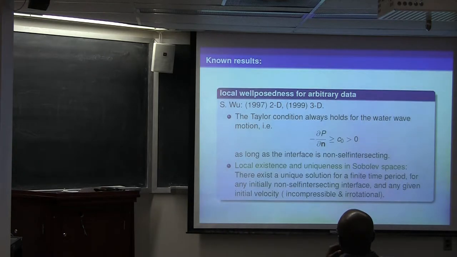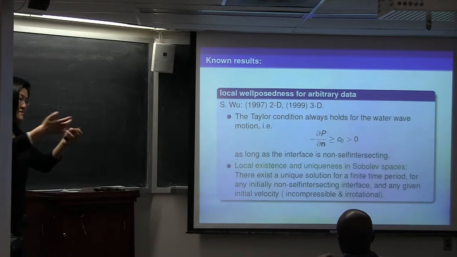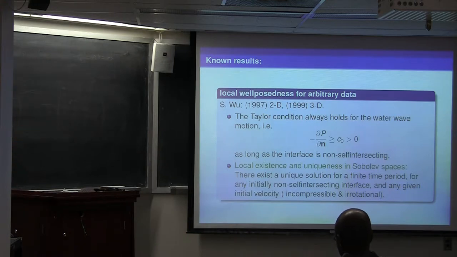So what do we know about the Taylor sign condition? Actually, we can prove this always holds for water wave motion. In fact, this is not an assumption, as long as the interface is non-self-intersecting. As a consequence, we can show that if you start with an interface that's smooth up to order 5, it remains smooth up to order 5 for a short, but positive, period of time.